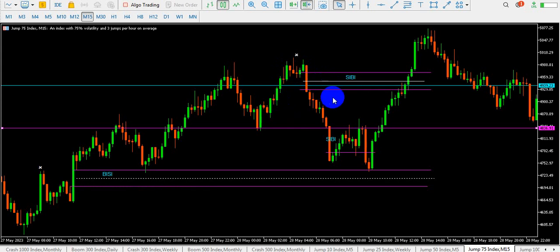So all these are PD arrays. Why are they called PD arrays? They are memory locations that the algorithm will always seek to remember whenever it wants to come back to rebalance. So you get the point. So these are memories. So the algorithm is creating memories. It created a memory here, then later it went back.